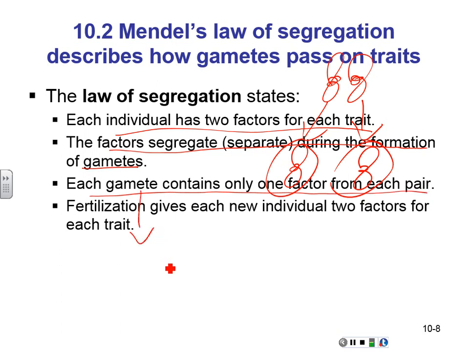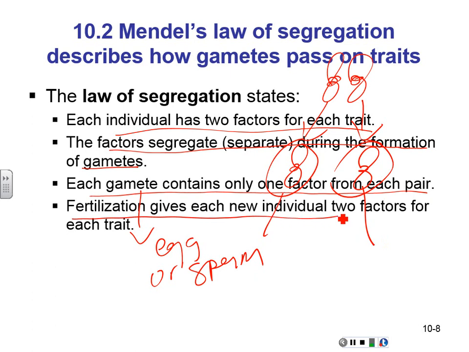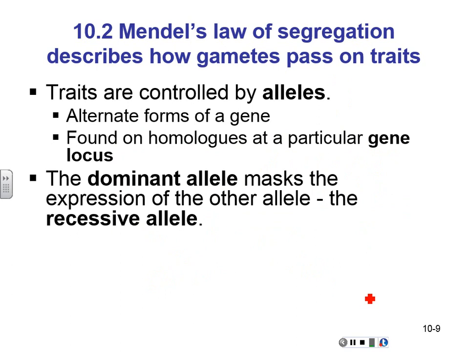What do we mean by gametes? We mean egg or sperm. So each factor is either in egg or sperm. Fertilization gives rise to a new individual with 2 factors. If we take the 1 factor and the 1 factor and put them together, we now have 2. We know all of this to be true, and Mendel came up with the law of segregation.